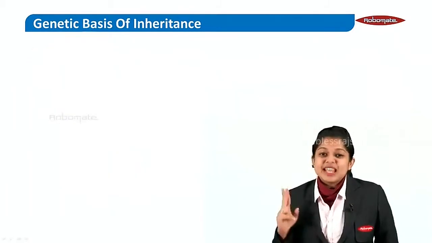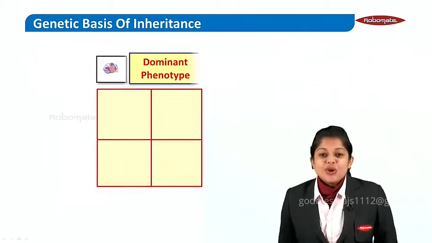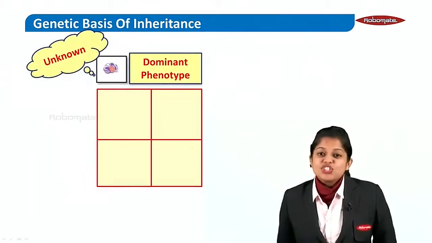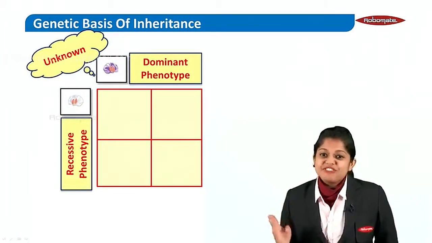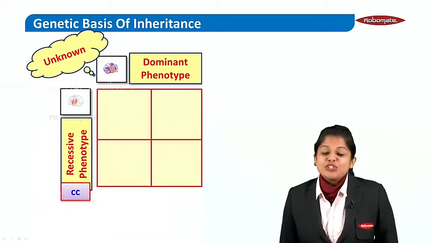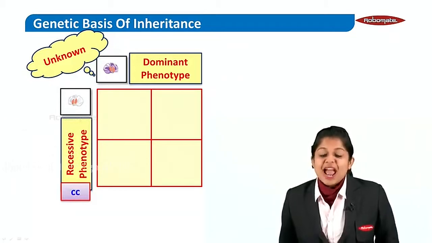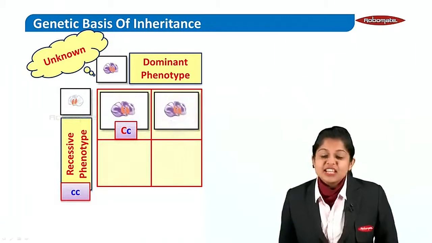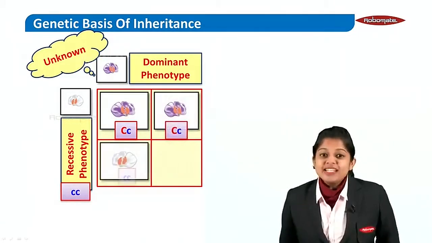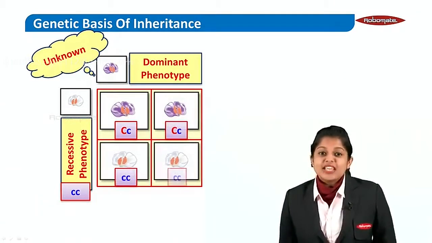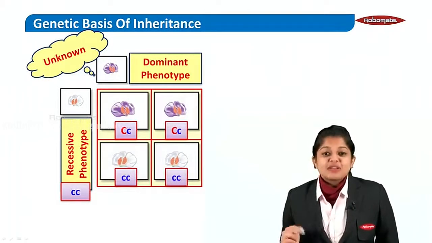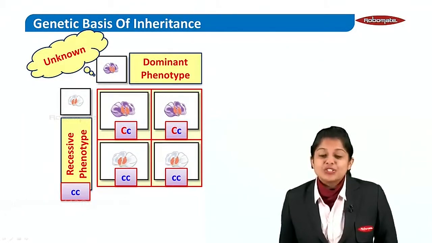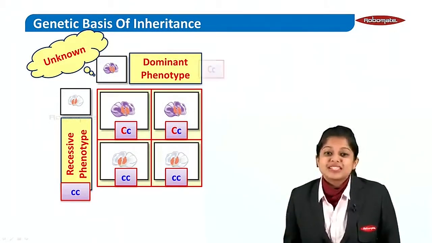Similarly students, the second condition can be such where again I am crossing my dominant phenotype whose genotype is unknown with the recessive phenotype whose genotype is known to me, and here also I am getting 4 types of results where 2 are violet colored flowers, showcasing the dominant trait, whereas the remaining 2 are white colored flowers showing the homozygous recessive trait.